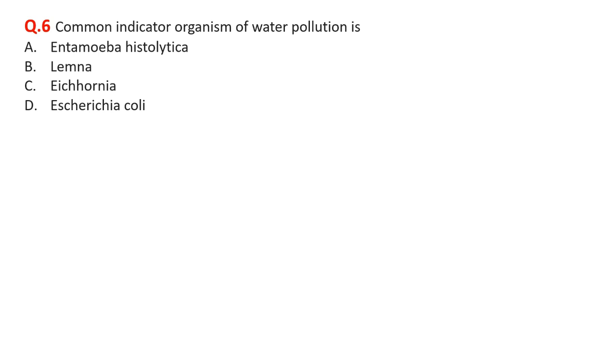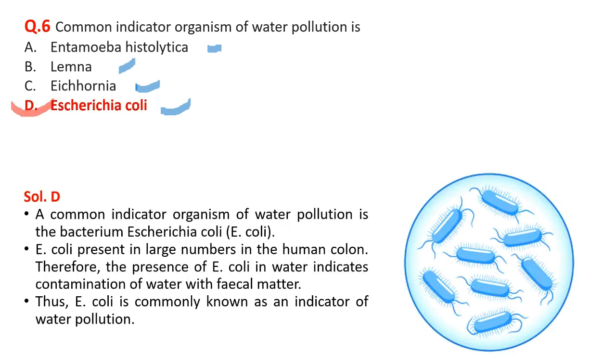Okay. So next question. Common indicator organism of water pollution is. So now, when a water test is done, depending on which type of organism is present and in what quantity, we say that the water is polluted. So if Entamoeba histolytica is present, or if Lamina is present, or if Acornia is present, or if Escherichia coli is present, whichever is present, we say that the water is polluted. Yes, so the correct answer is Escherichia coli.